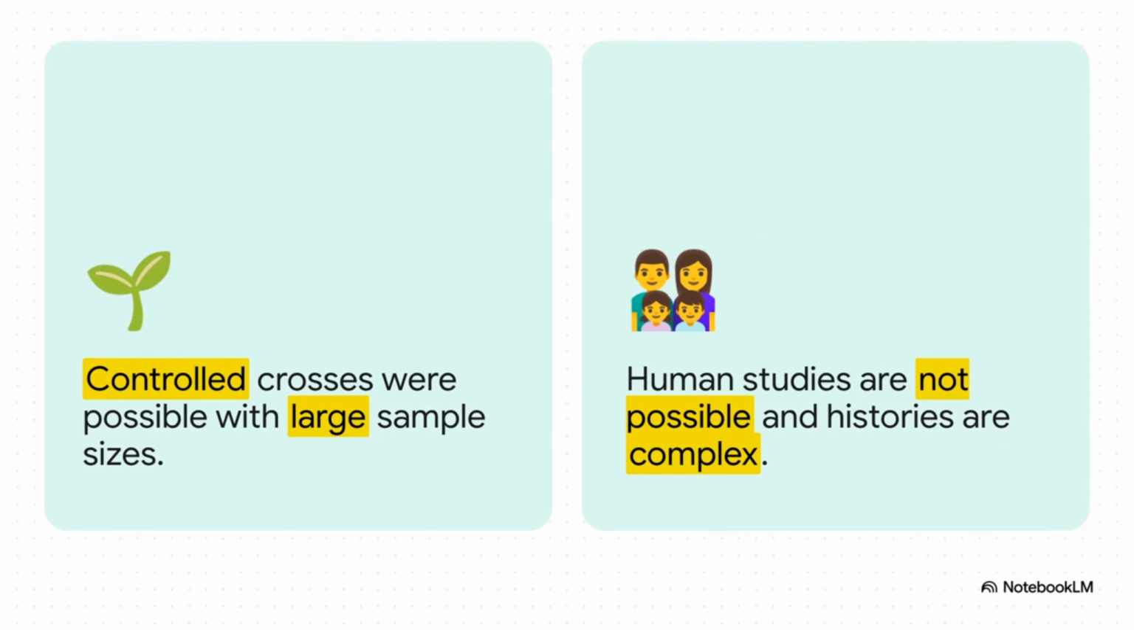You know, the father of genetics, Gregor Mendel, he kind of had it easy. He could crossbreed thousands of pea plants to see what would happen. It was all neat and controlled. But with humans, no way. We can't do that, obviously. Our family histories are messy, they're complicated, and we definitely can't run controlled experiments on our relatives.